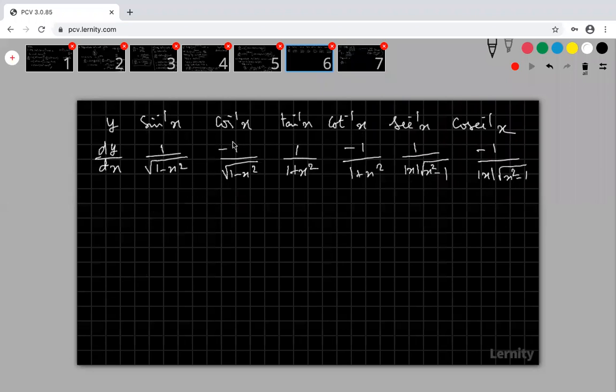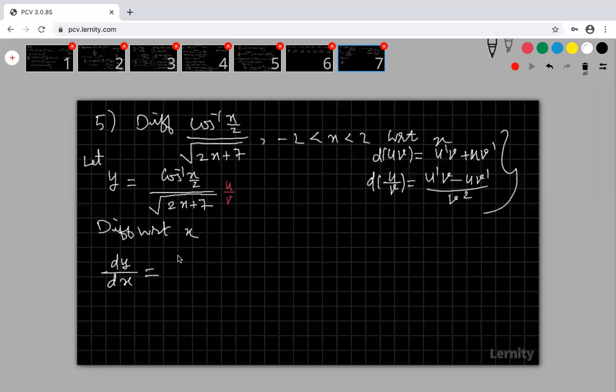What is my cos inverse of x differentiation? Just now I have told. It is minus 1 by root over 1 minus x square. Actually, x by 2 is there, which means x by 2 the whole square, into d by dx of this x by 2. Don't forget to differentiate that function of function, x by 2. This is the cos inverse differentiation and this is the x by 2 differentiation.